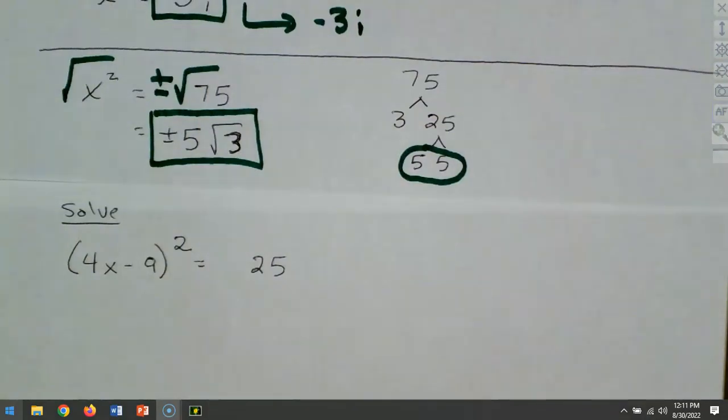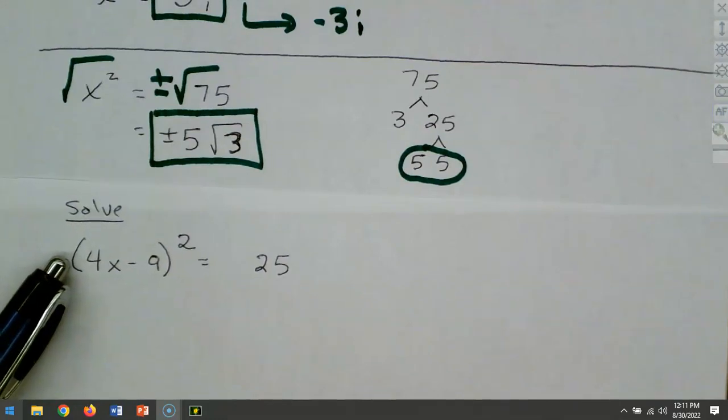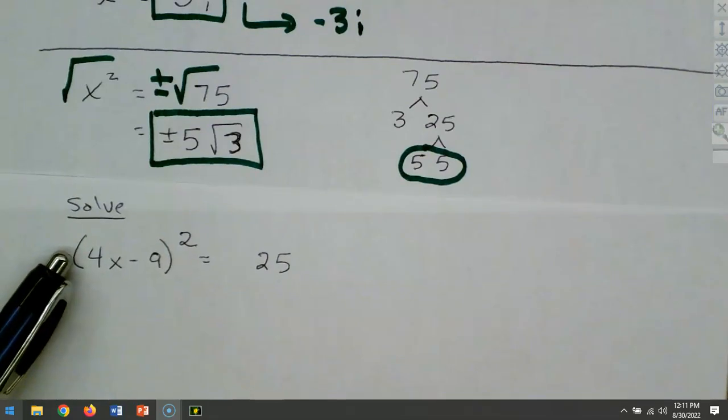So how would I handle this question? First thing I need to do is get rid of a square. Now, we do not have to FOIL this out. A lot of times I see students trying to make this question more difficult than it needs to be. We can get rid of the parentheses just by taking a square root. So let's do that.